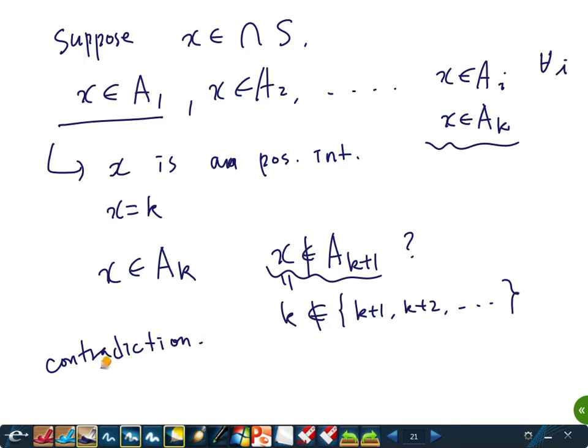This means this must be the empty set. Otherwise, we will have a contradiction. So this is the proof of the fact that this is, in fact, the empty set. Okay? So the correct answer was the first one, empty set. Any question about this proof?